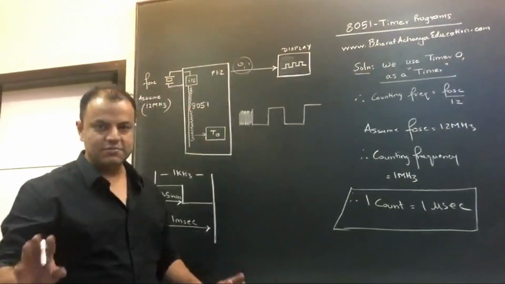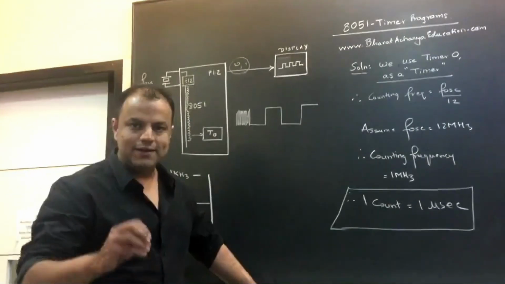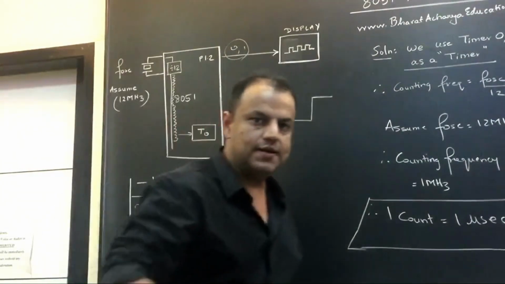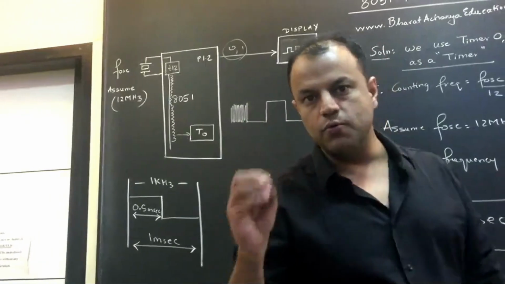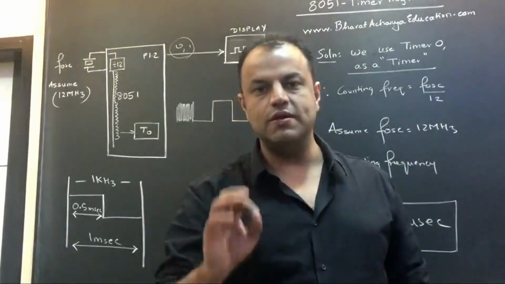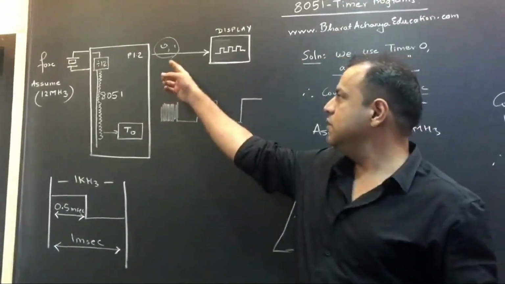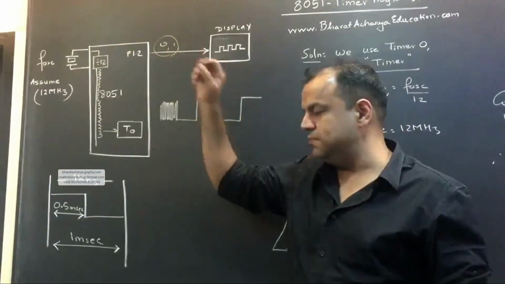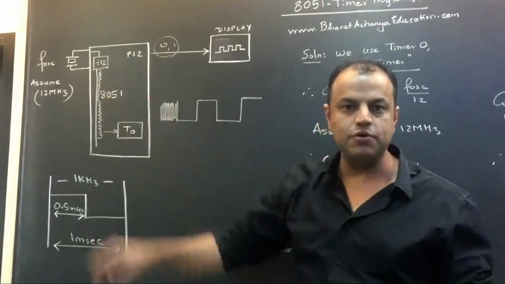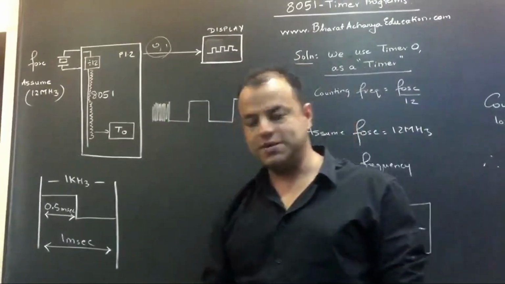So here is the question. I'm just telling you the question once. Write a program to generate a square wave of 1 kilohertz on a display device connected to P1.2, port 1.2. So that's your question. Okay.